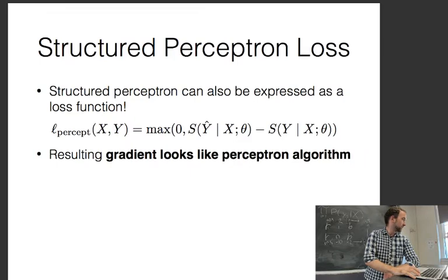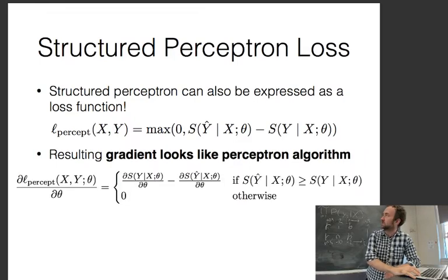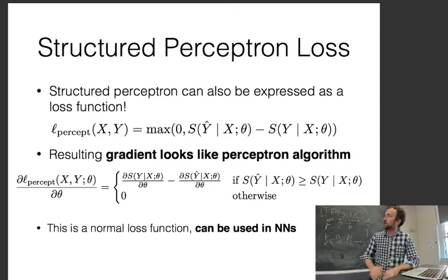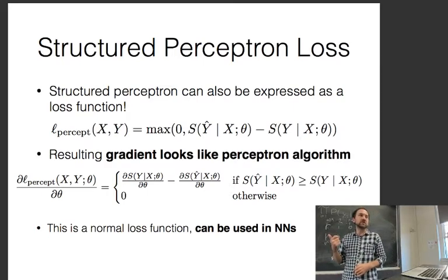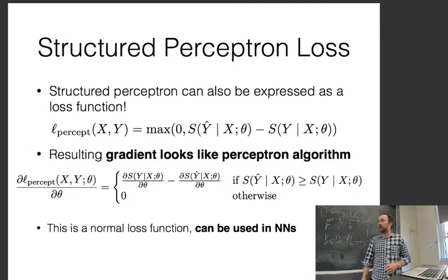Yeah, the resulting gradient looks like the perceptron algorithm. Oh yeah, sorry, I actually had written this on the slide. So this is what it looks like. And the interesting thing here is this is a normal loss function. It can be used in any neural network that you would like. A lot of people have probably heard this in the context of linear models, where you add the features of the correct answer or subtract the features of the incorrect answer. But this is equivalent to whatever you heard you did in linear models. But you can use it with neural networks as well. You can use it in DyNet or whatever.